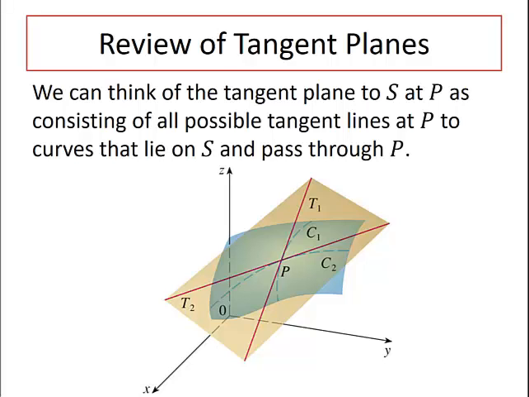And we said that we can think of this tangent plane to our surface at that point P as consisting of all possible tangent lines at P to curves that lie on S and happen to pass through P. So drawn in our tangent plane are two tangent lines at P, the tangent lines T1 and T2, but we could draw infinitely more tangent lines that also touch our surface at the point P.